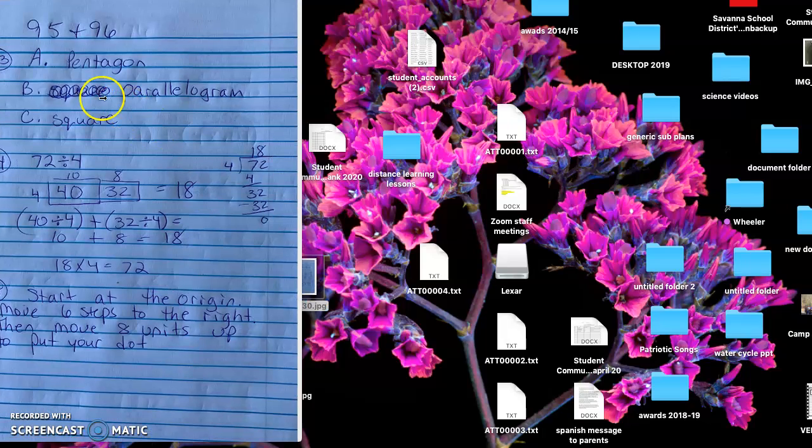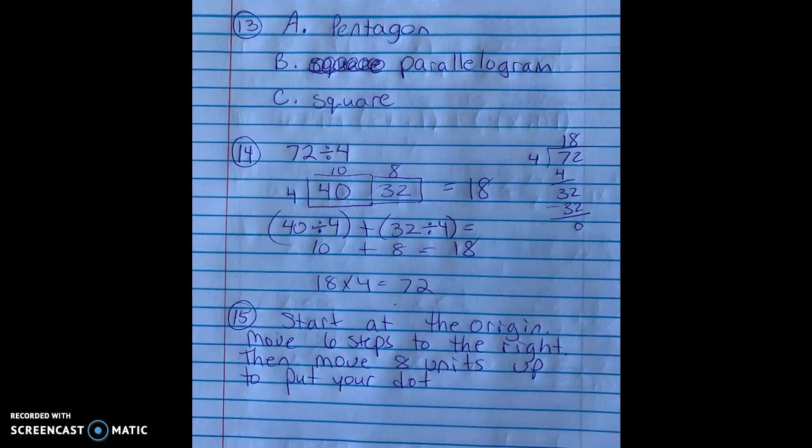Okay, question number 13. A is pentagon. So a pentagon is not a parallelogram because it does not have opposite sides that are parallel. B, a parallelogram is sometimes a rhombus because if it's a square, it's a parallelogram and it's also a rhombus. And then C, a square is always a rectangle because opposite sides are equal on a square and opposite sides are equal on a rectangle.